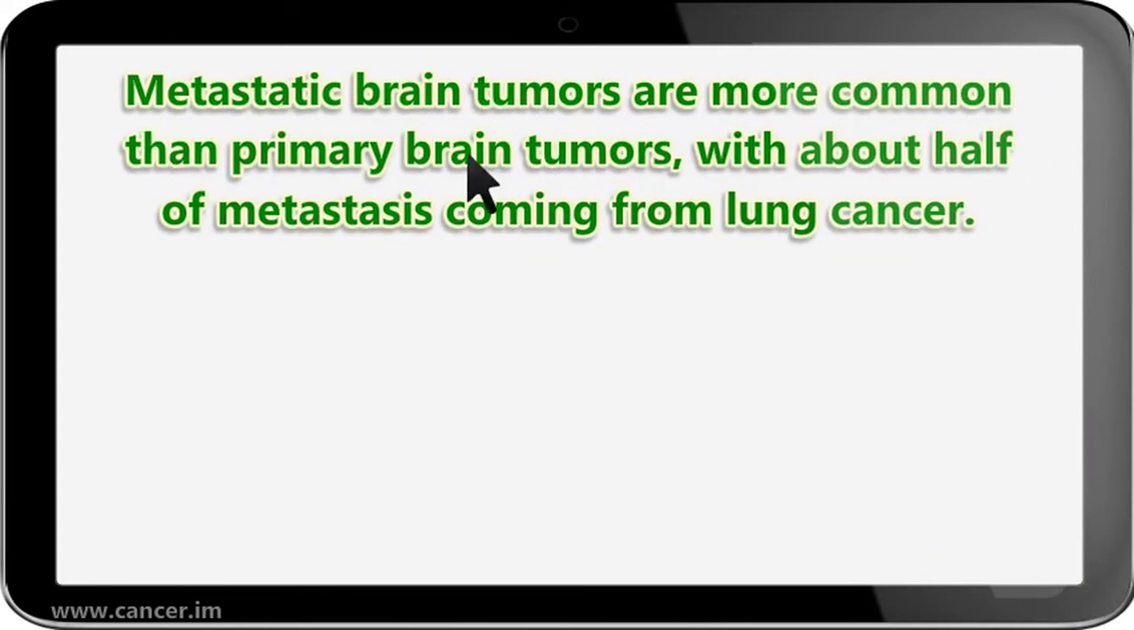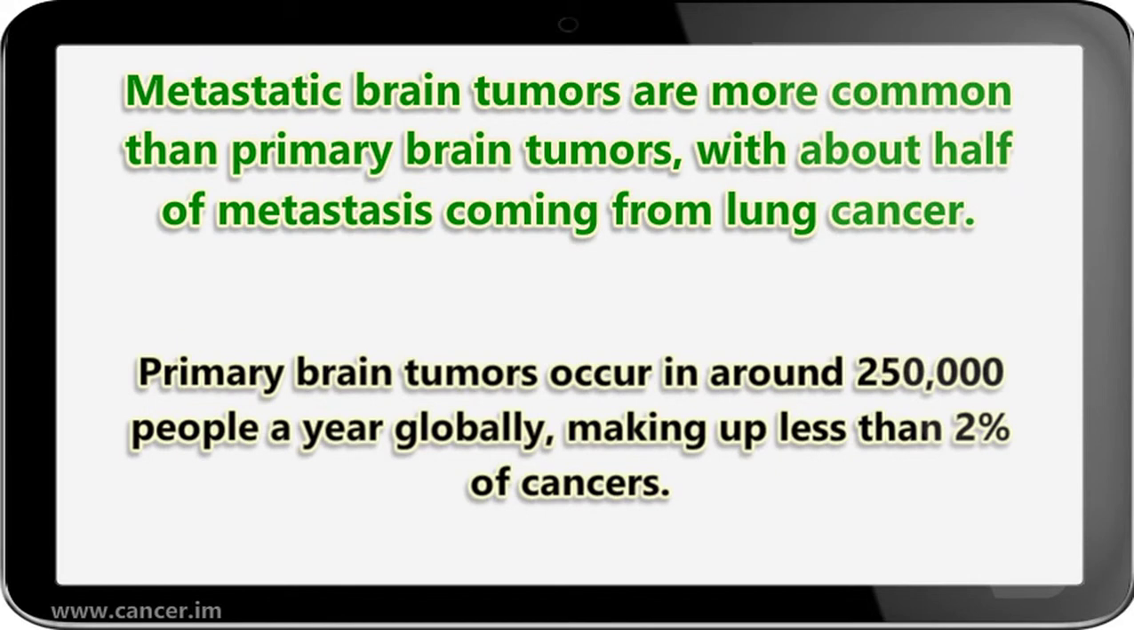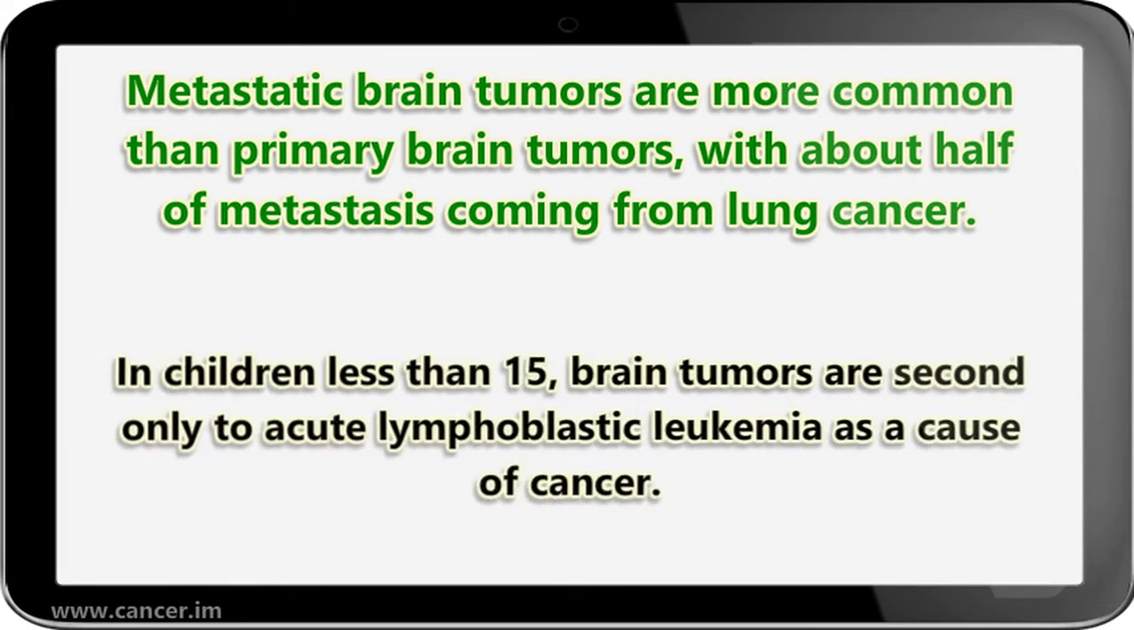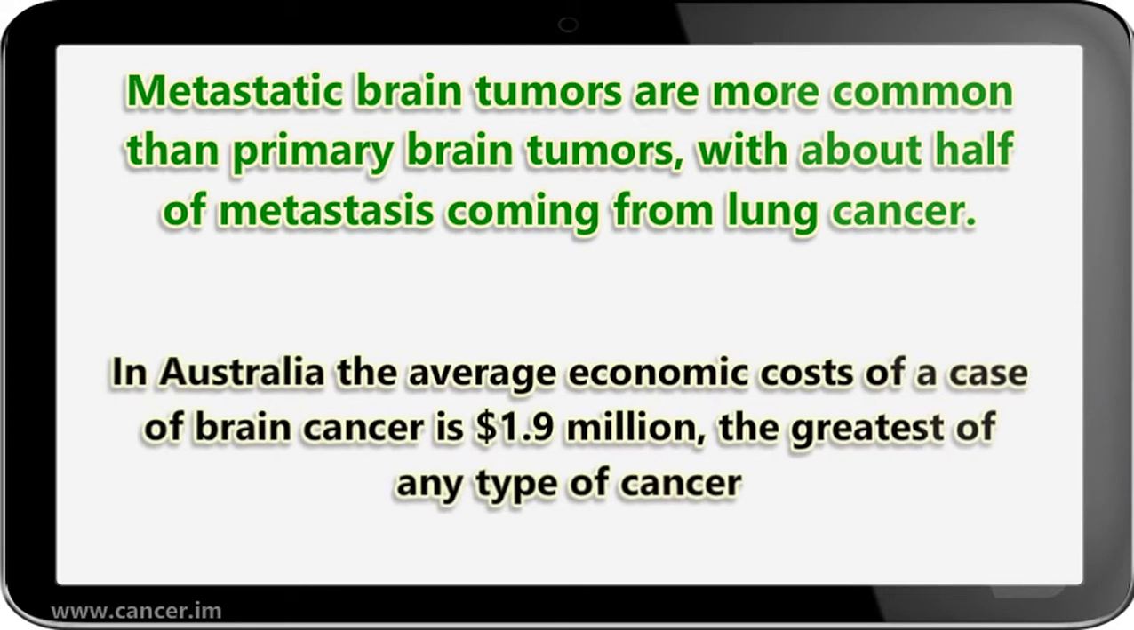Metastatic brain tumors are more common than primary brain tumors, with about half of metastasis coming from lung cancer. Primary brain tumors occur in around 250,000 people a year globally, making up less than 2% of cancers. In children less than 15, brain tumors are second only to acute lymphoblastic leukemia as a cause of cancer. In Australia, the average economic cost of a case of brain cancer is $1.9 million, the greatest of any type of cancer.